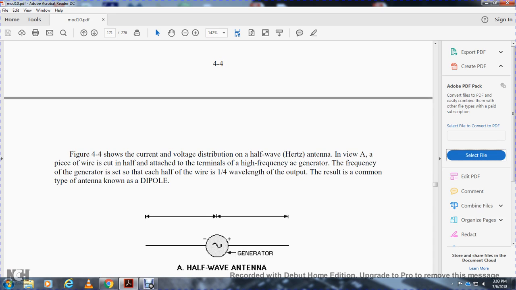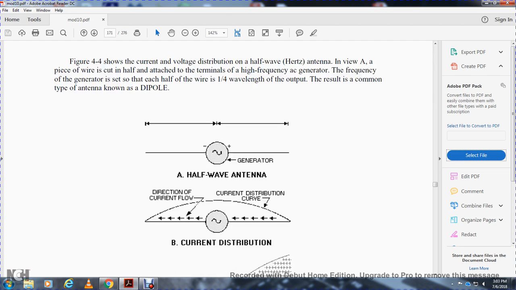Figure 4.4 shows the current and voltage distribution of a half-wave Hertz antenna. In view A, the piece of wire is cut in half and attached to the terminals of a high frequency AC generator. The frequency of the generator is set so that each half of the wire is a quarter wavelength of the output. The result is a common antenna known as the dipole.